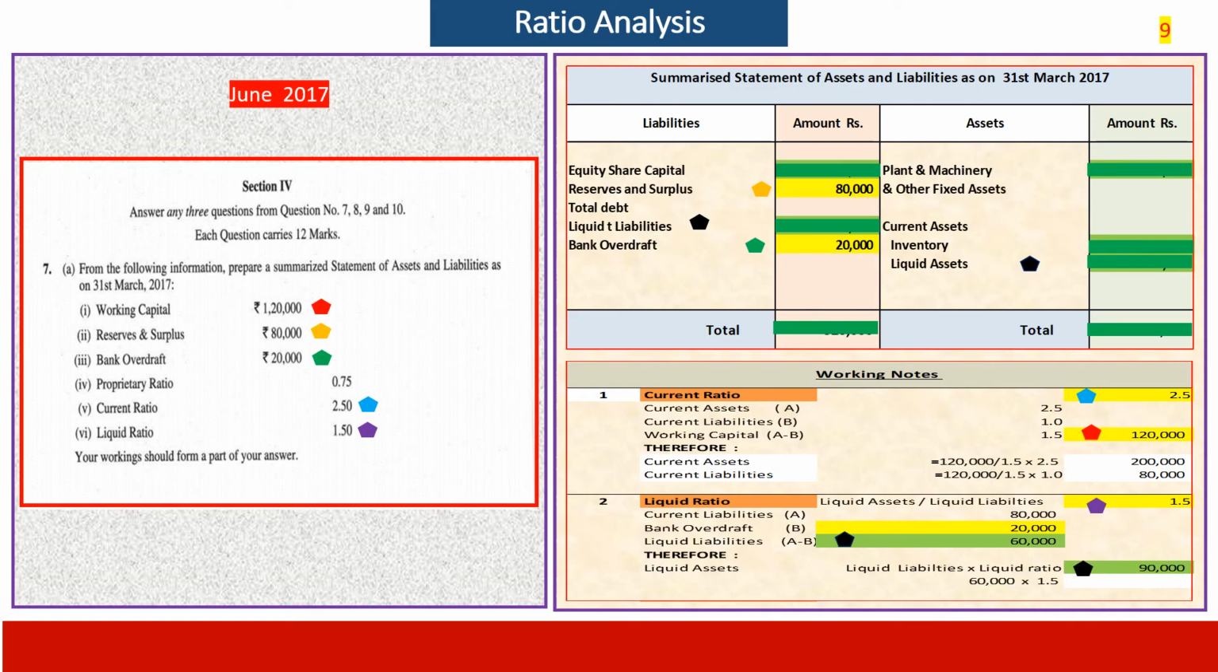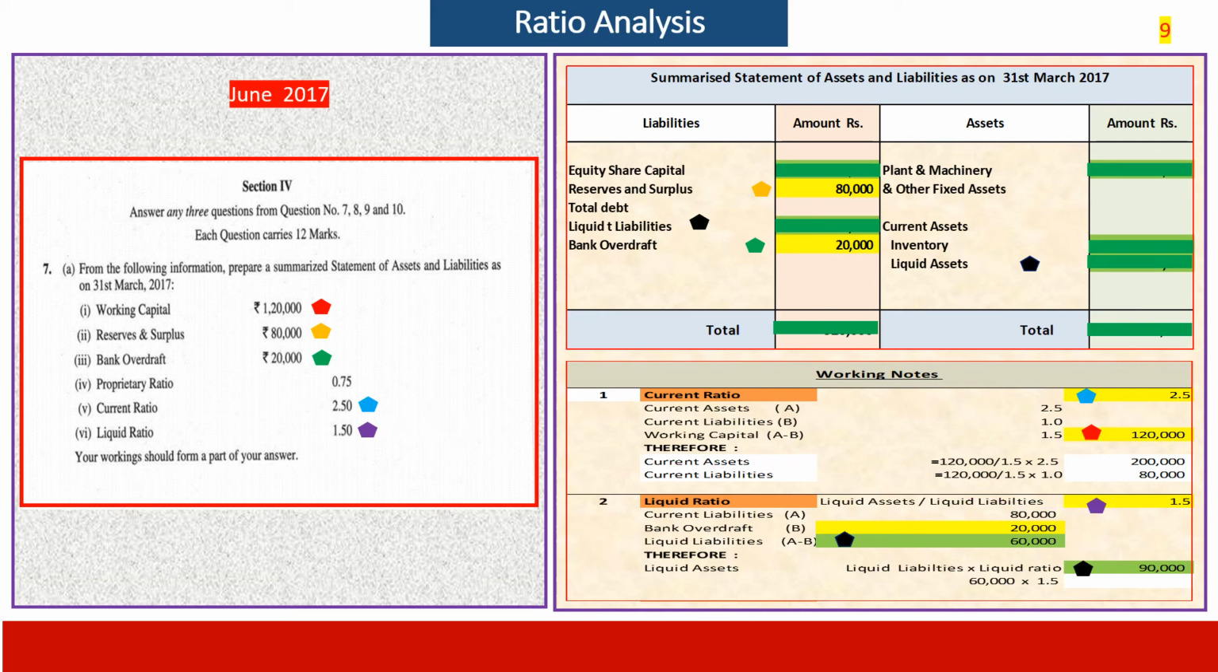We post the figures as given. Working capital, reserves and surplus 80,000 given, bank overdraft 20,000 given. We are given current ratio as 2.5. We are given working capital as 1,20,000, and we are also given liquid ratio as 1.5.